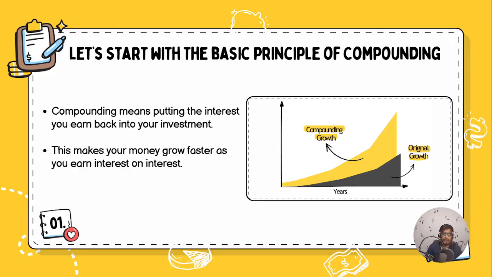What is the basic principle of compounding? First, let us know. You have heard of compounding in normal day-to-day life as well. So what is actually compounding? Let me give you an example. If you put 100 rupees into an investment which gives you 10% per annum interest, the 100 rupees will become 110 rupees after a year, since 10% of 100 is 10 rupees.